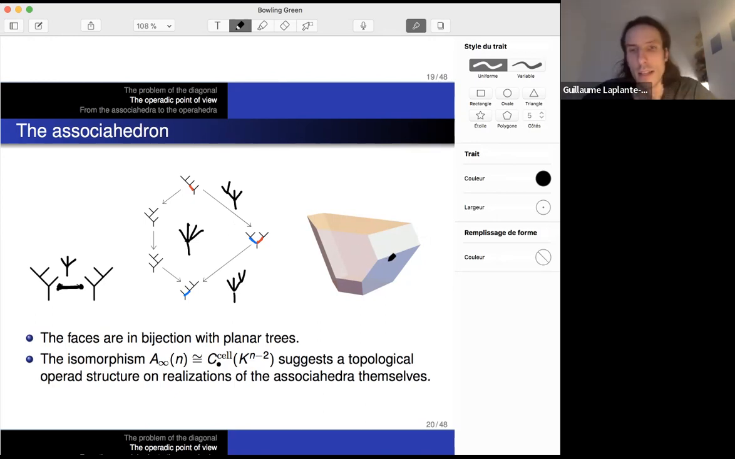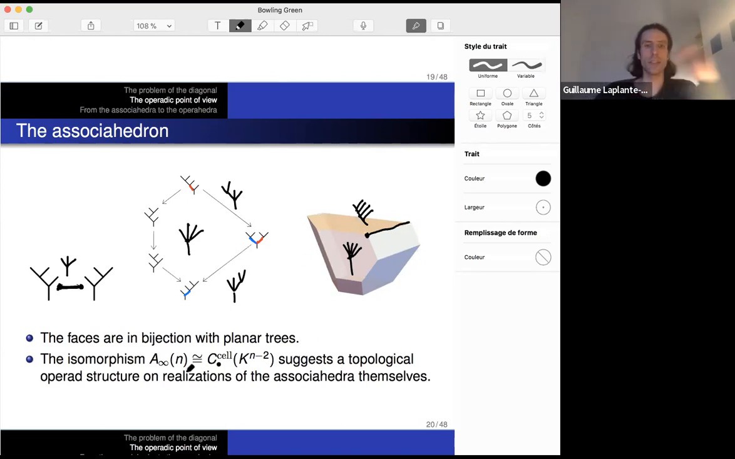And then, in the three-dimensional associahedra, you will get something a bit more complicated. The top cell is the corolla with 5 leaves, and then you'll get as vertices planar binary trees with 5 leaves. And then to go from a vertex to an edge, you would just contract an edge in the tree, and so on.